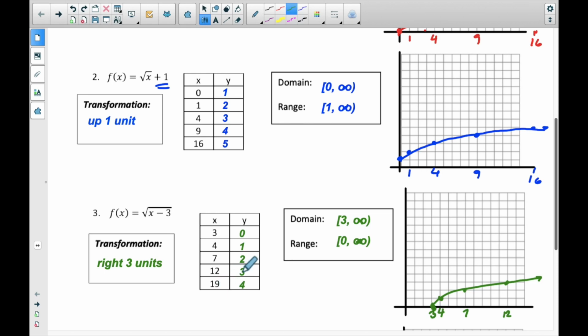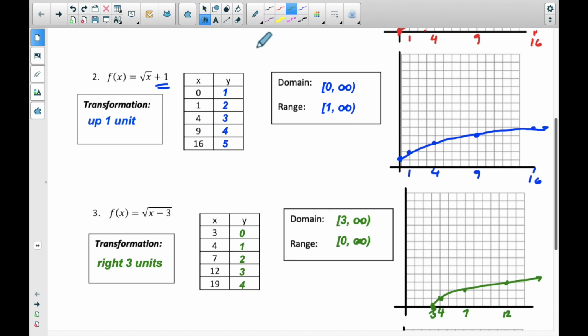I pre-selected those for you so that they would come out to be positive. So 3 minus 3 is 0, square root of 0 is 0. 4 minus 3 is 1, square root of 1 is 1, etc. So that's where we're getting this from. And so now our domain moved right 3 as well.